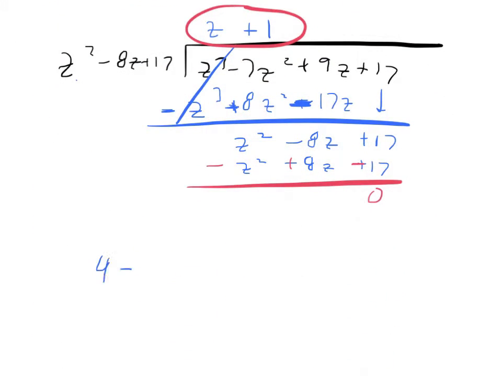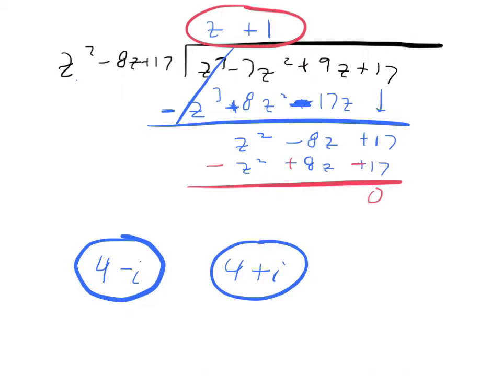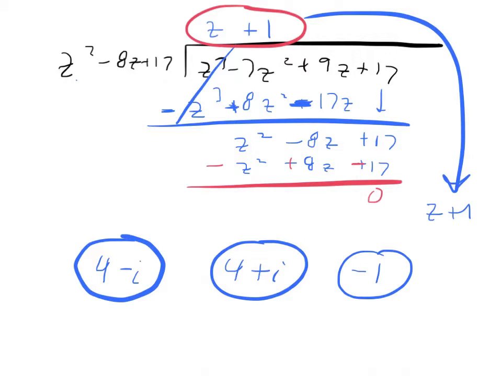So we had 4 minus i, we had 4 plus i, and what's the last root? Well, my last factor was z plus 1. That means my last root is negative 1. Those are the three roots for this polynomial. Okay, let's look at the last example.